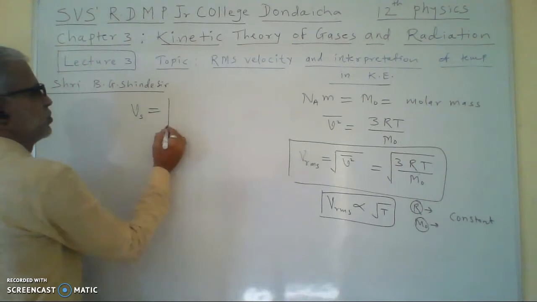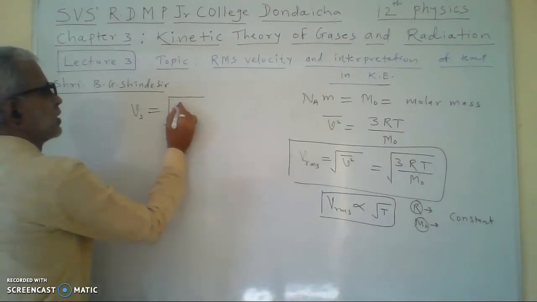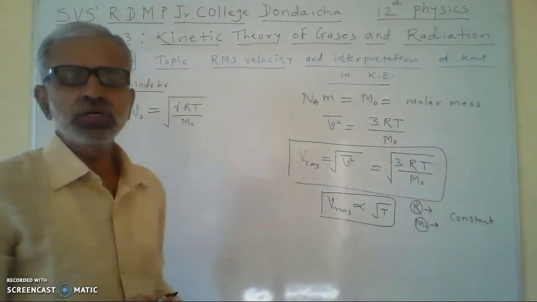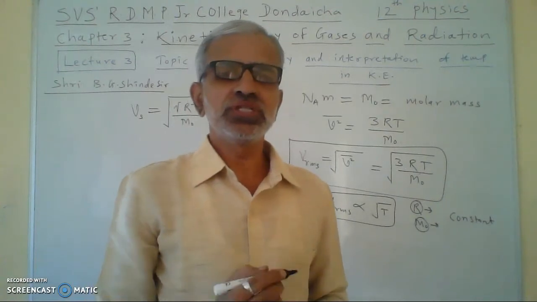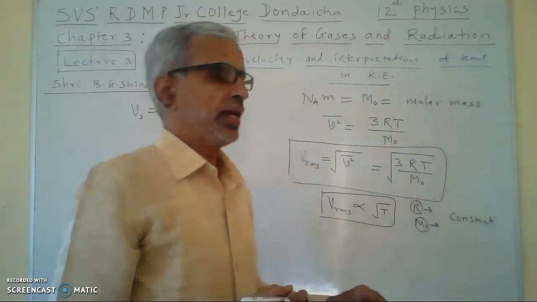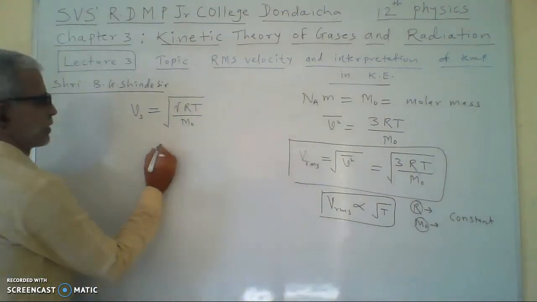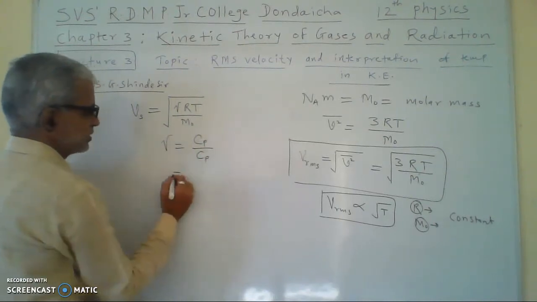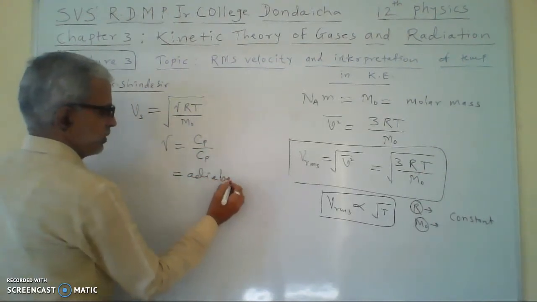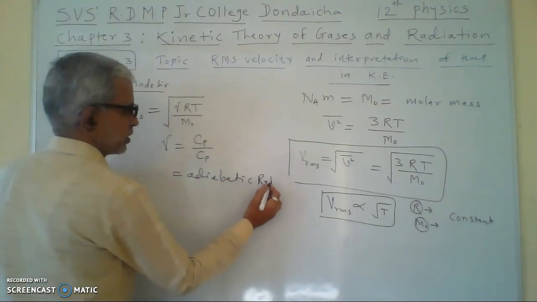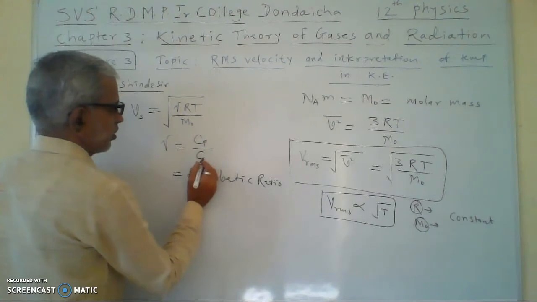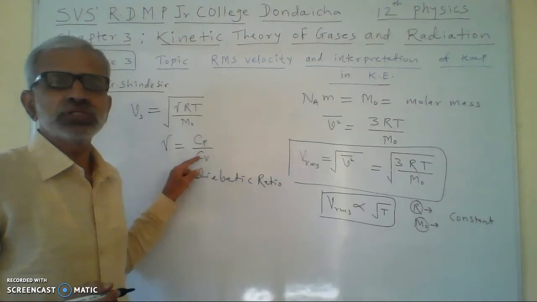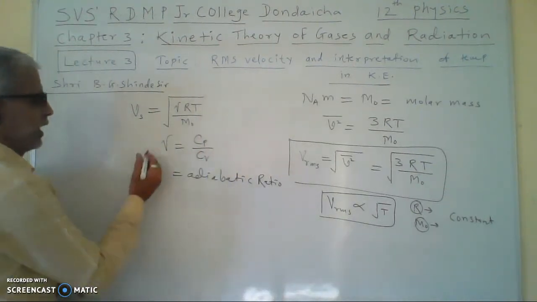Vs is equal to under root of gamma RT upon m0. This is a velocity, this is the speed of sound, and where this gamma is equal to Cp upon Cv. It is also called adiabatic ratio, or this is the ratio of the specific heat at constant pressure to the specific heat at constant volume.